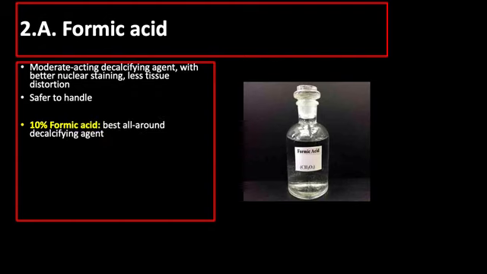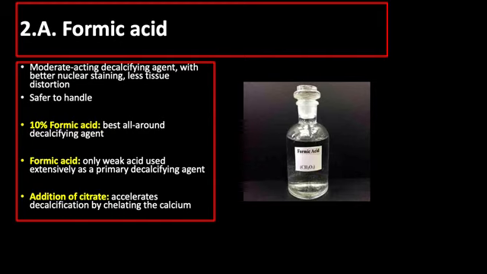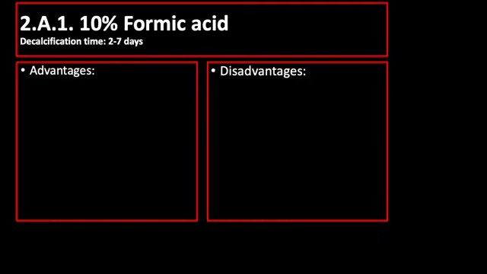Formic acid in a 10% concentration is the best all-around decalcifying agent, and also formic acid is the only weak acid used extensively as a primary decalcifying agent. We know that formic acid is a moderate acting decalcifier, but the addition of citrate accelerates decalcification by chelating the calcium as it is liberated from the bone. So what are the preparations of formic acid as a decalcifying agent?